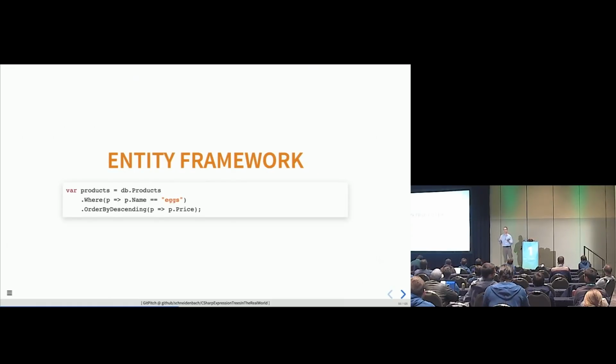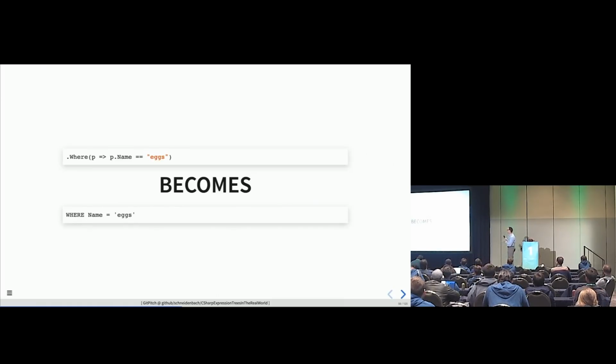Let's break this down one piece at a time. So we've got our db.products. We know that represents our products table. So now we're trying to query that table. What's going to happen is that the expression is going to go into the expression visitor. It's going to be read, and then it's going to be translated, right? One of the things it's really useful for is visiting expressions, just reading them so that you can translate them into another language. In this case, we're trying to translate C# into SQL, and it does a good job of that.